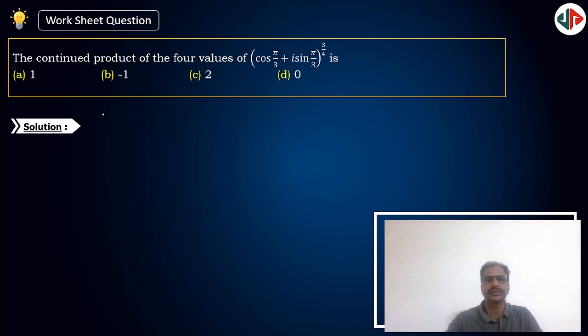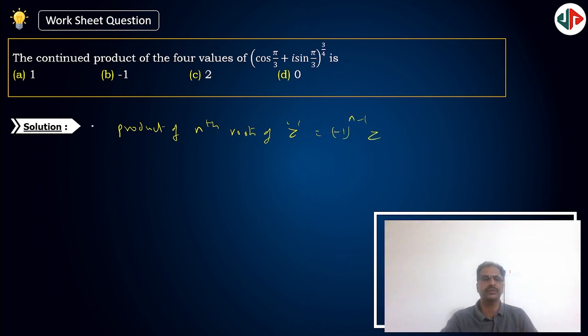Next, the continued product of the four values of... see, product of nth roots of any complex number z is nothing but minus 1 power n minus 1 into z. This is a shortcut formula for finding product of nth roots of any complex number. Now, here our complex number z is nothing but cos pi by 3 plus I sin pi by 3 whole cube.